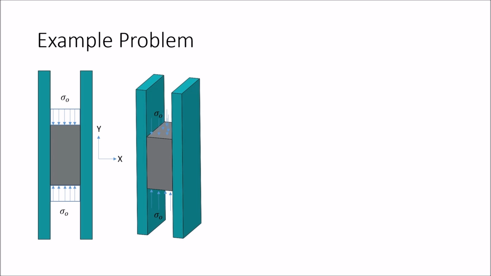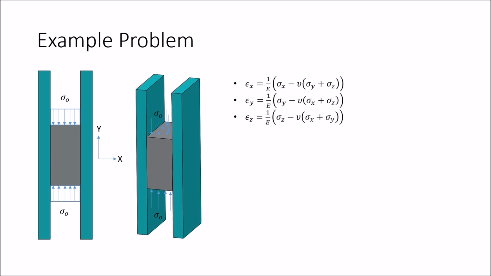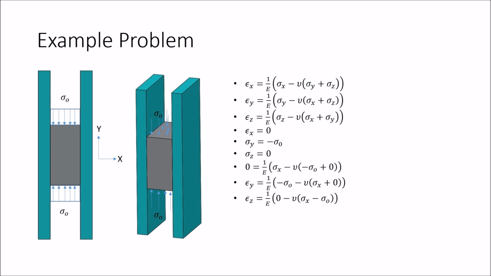First, we will write our equations. Then we will state our known information. Like we know that there will be no expansion in the x direction. We know that sigma y is sigma naught in compression, and we know that there will be no stress in the z direction because it can expand freely. Finally, we will plug in our known values into those above equations.